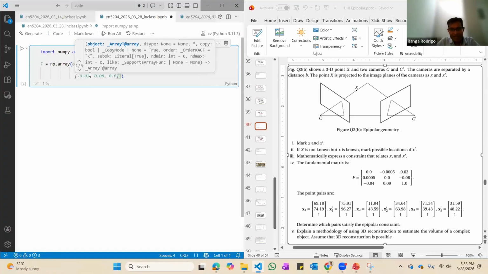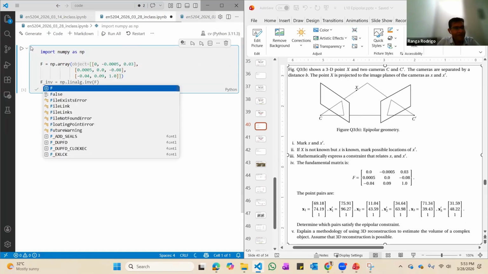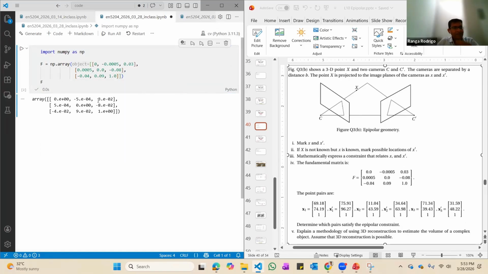And then finally, minus 0.04, 0.09, 1.0. That's a fundamental matrix. And we can print it. So we have it, right? I hope it is correct.